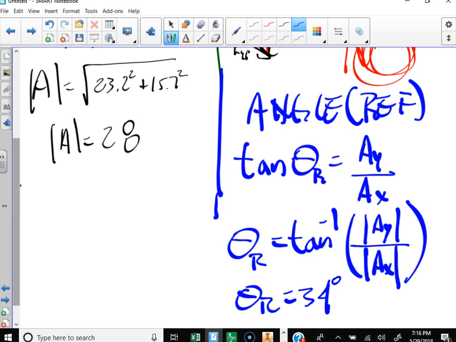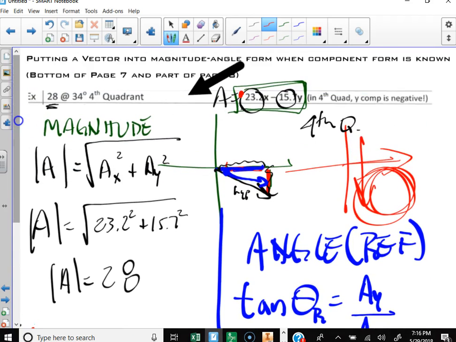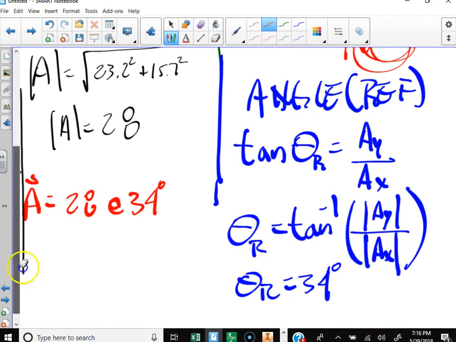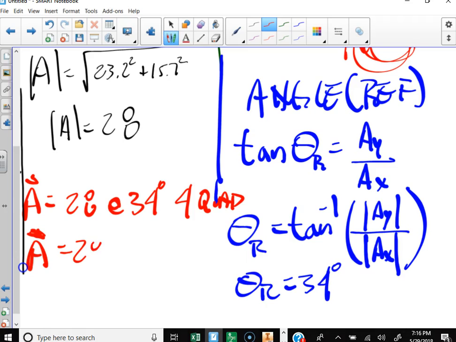Now, once again, that means we're going to write this in magnitude angle form. We're going to write that vector A is equal to 28 at 34 degrees, but we can't forget that it's in the fourth quadrant because we have a positive x and a negative y. And so I have to say that: fourth quadrant. Or I could say, if the reference angle is 34, that would be 360 minus 34. I could also write that as vector A equals 28 at 326 degrees, which anybody who knows the angles knows is in the fourth quadrant. So there's two ways to write that answer.